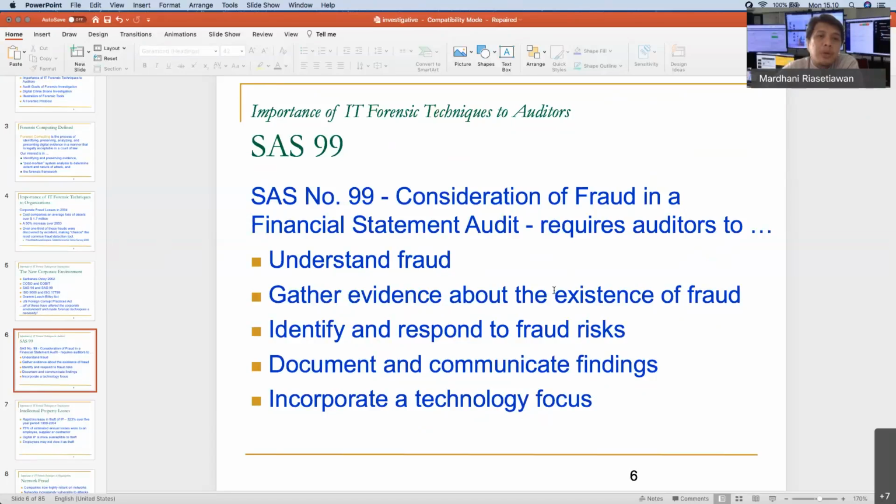Fraud occurs in the system, and then we identify and respond to the fraud risk. If we have fraud, what risk will occur in the future? So we need to assess how big the risk is, and document and communicate the findings. We also need technology to help. We cannot only use the information system audit process, but also need an advanced technique to address this issue.